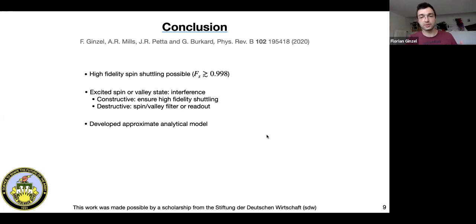Destructive interference, however, is really bad if you want to shuttle your electron, because these are the spots where the electron is just not shuttled, it remains in its place, if it was in the excited spin state or valley state. But you can imagine applying these to implement some kind of spin filter and have spin selective shuttling.